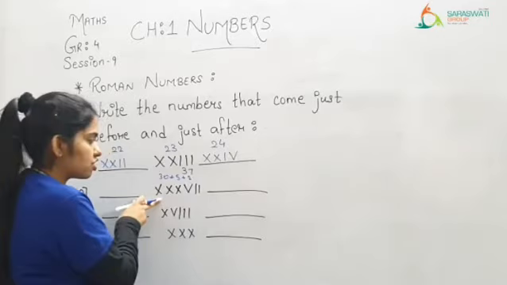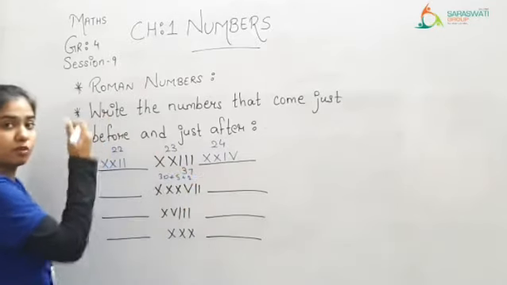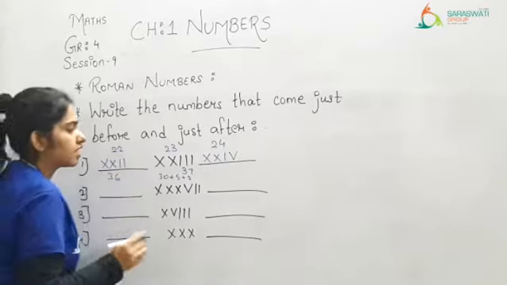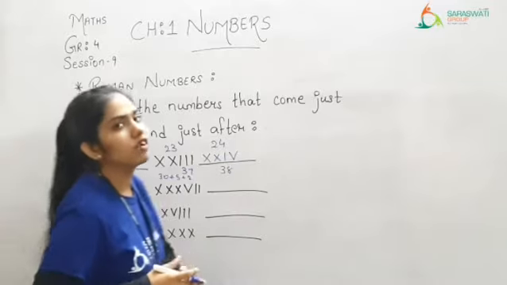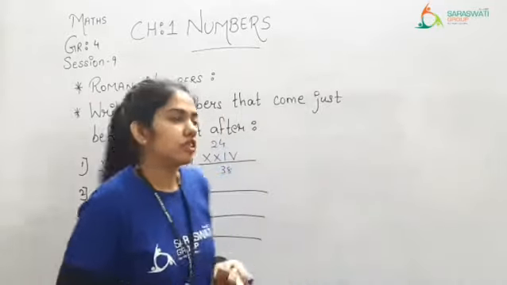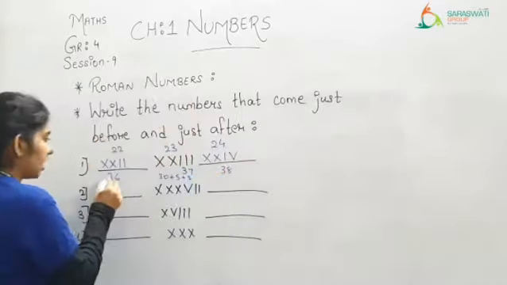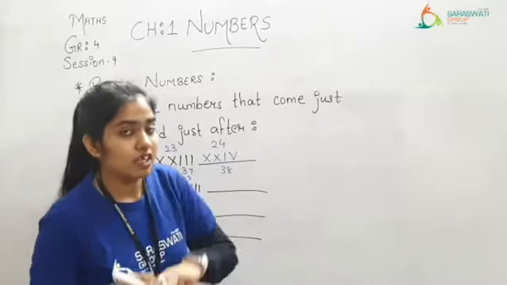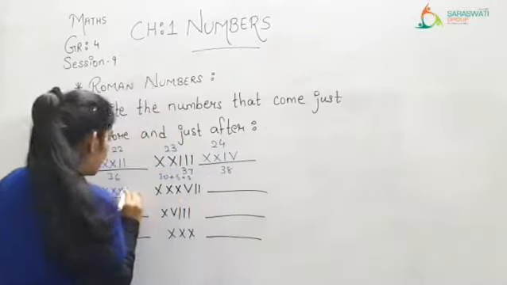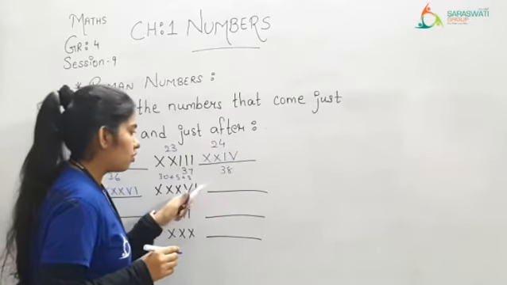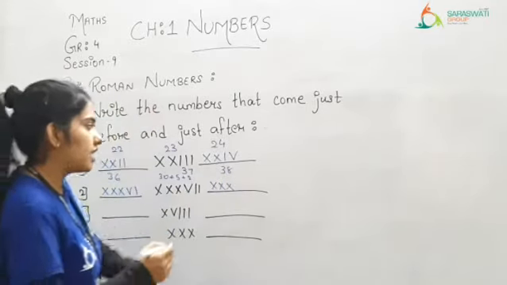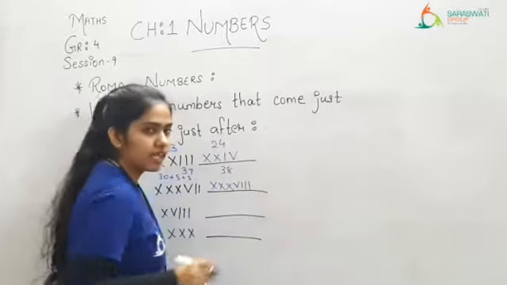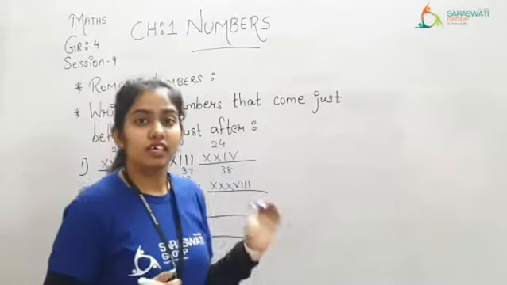So our value is 37. So 37's before number is 36, and after is 38. So now we have to write the Roman value for 36 and 38. So for 36, at the tens place the value is 3. So 3 times x and 6 is there. So v and 1 time I. Now 38. So 3 times x, because here the value is 3 and 8. So v and 3 times I. So this becomes our Roman value for 38.